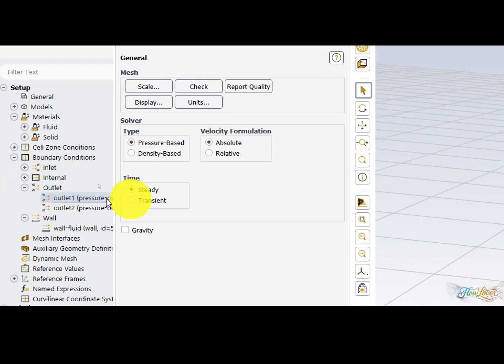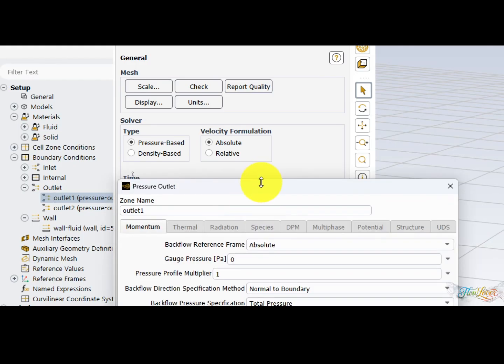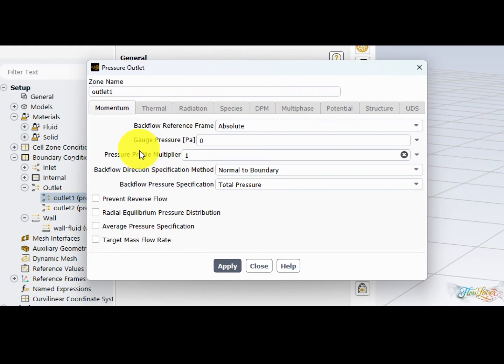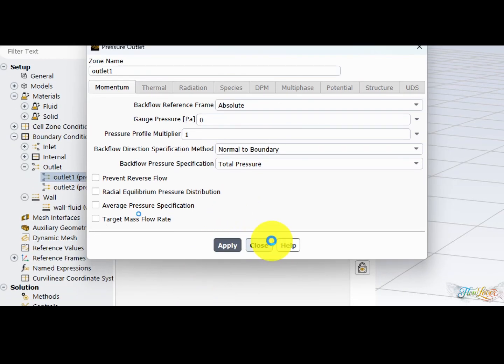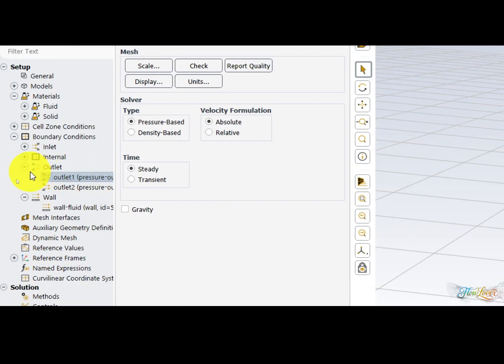The next one would be the outlet because for the internal it's just the interface and we cannot choose anything for that. It will be solved by the Navier-Stokes. But for the outlets, we want to choose pressure outlet to be a gauge pressure of 0, again normal to the boundary, and then we click on apply.